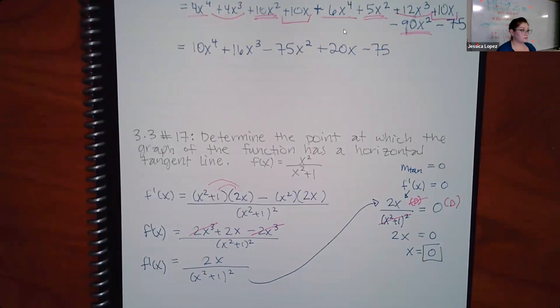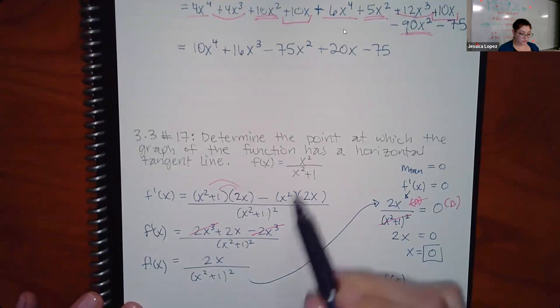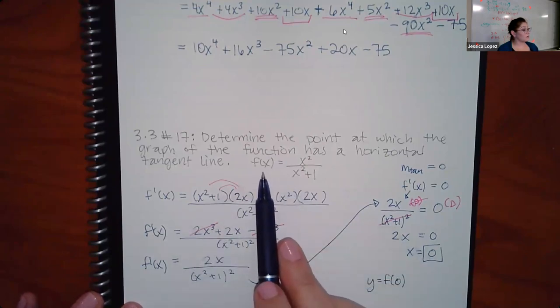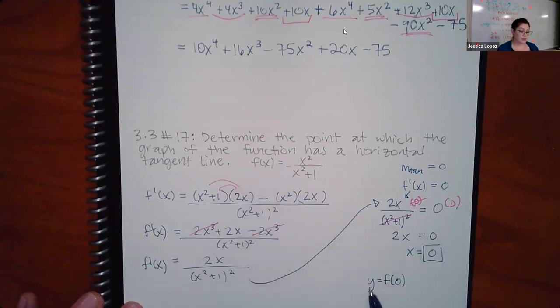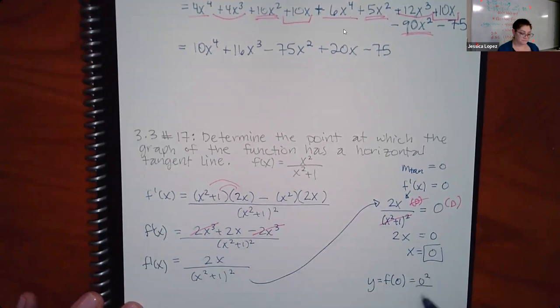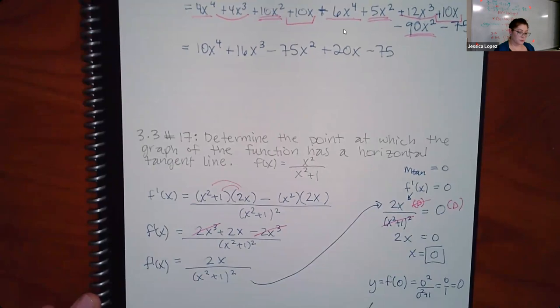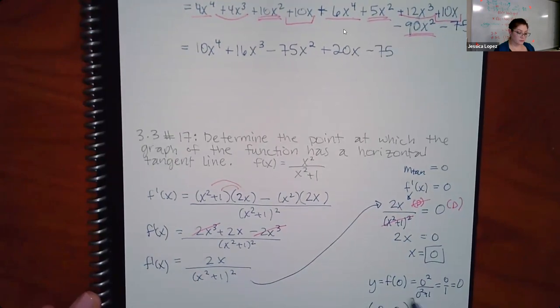Oh, he wants a coordinate? Okay, perfect. Thank you. So then what's the y value? Into your function or into your derivative? Right, because the original function tells you the y value. F of x by itself is just a fancy way of saying y. So y is f of x, but I know what x is. You get 0/1, which is still just zero. So then your point or your coordinate would be this.